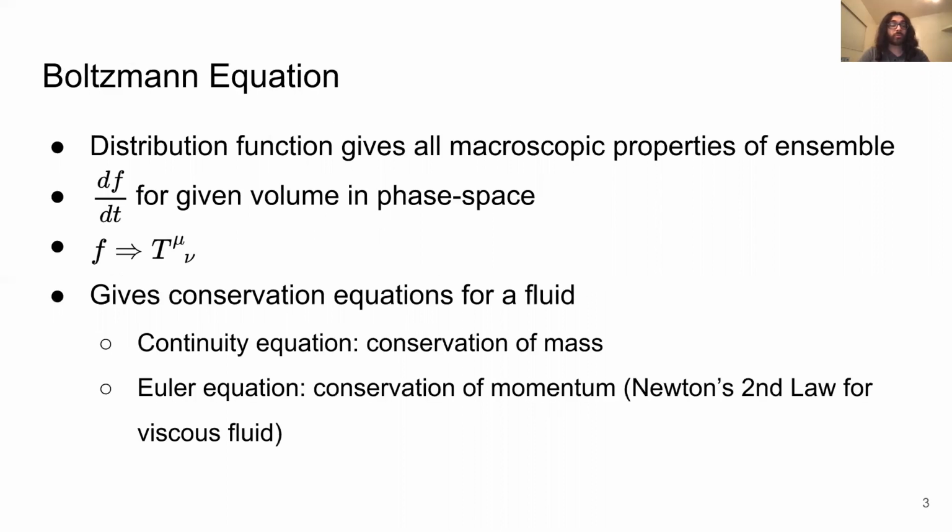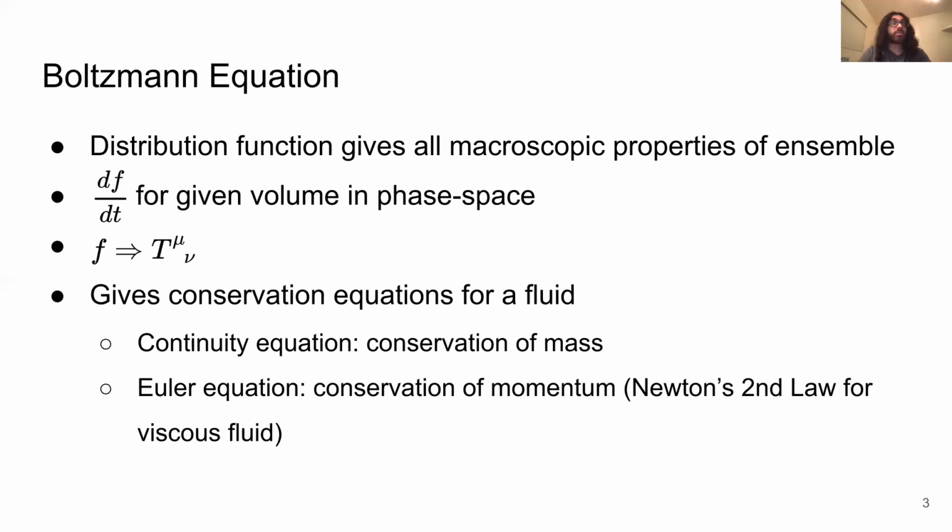So we start off with the Boltzmann equation, and this is the equation that governs all of the stuff in the universe. It's a differential equation that gives us df/dt, where f is the distribution function. Remember that the distribution function is the number of particles in a given volume in phase space. And if we scale it up to a whole ensemble of particles, it gives us all of the macroscopic properties of the entire ensemble.